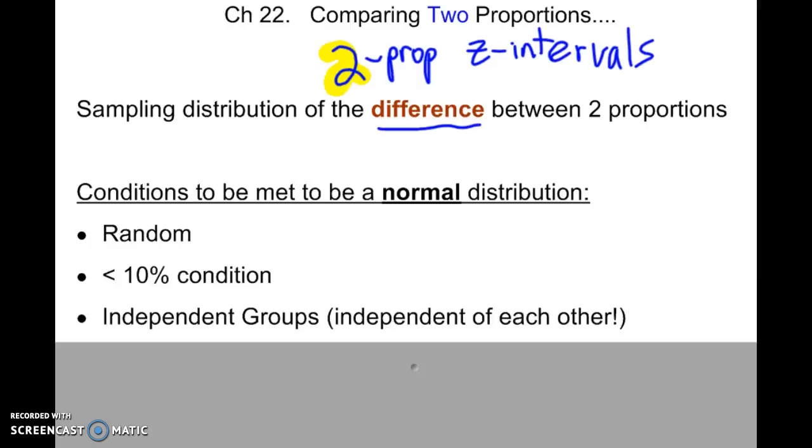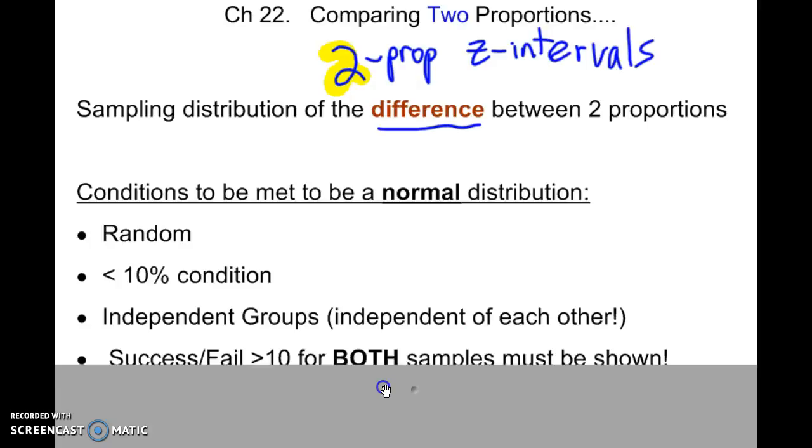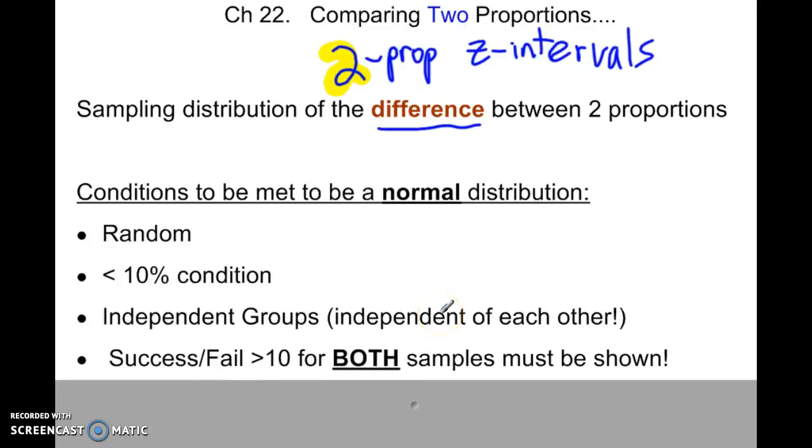Now this condition is a little bit new. We've had the independence assumption, but it is important to think about, okay, we have two proportions we're taking, maybe men and women. Are they really independent or not of each other? Just check that off if it's the case. Success and fail, at least 10 for both samples.